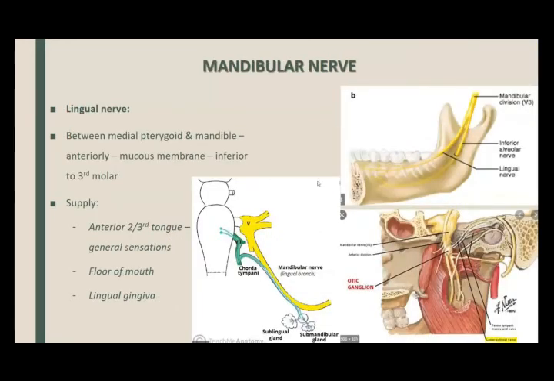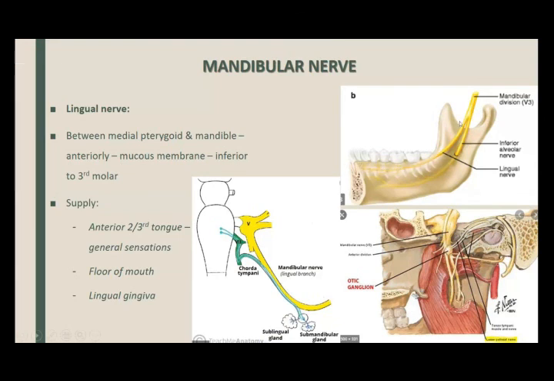Now the lingual nerve of the mandibular. Lingual is anything to do with the tongue. Whenever you come across this word lingual, it is anything to do with the tongue. This lingual nerve arises from here. It runs anteriorly between the medial pterygoid and the bone, covered by the mucous membrane of the mouth.